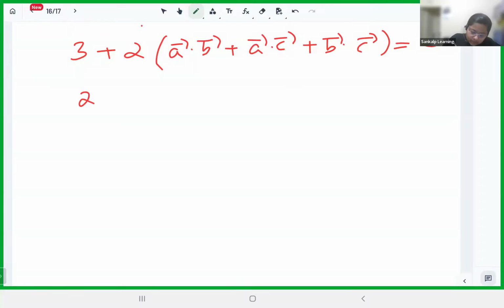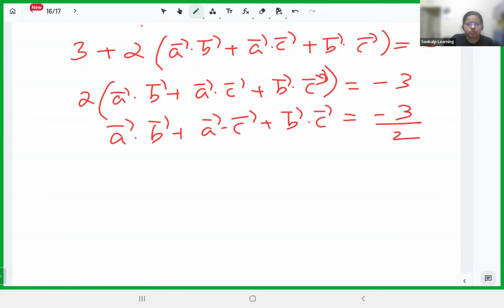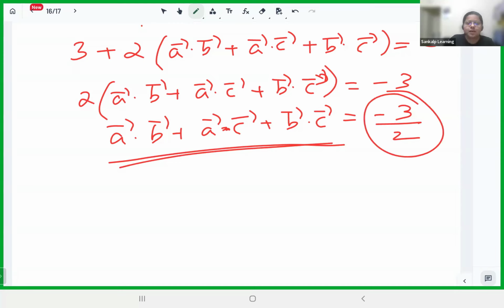All right. So I'm taking this 3 to the other side. 2 into A dot B plus A dot C plus B dot C is equal to minus 3. 0 minus 3 is minus 3. So 2 can also be taken to the right side. So A dot B plus A dot C plus B dot C is equal to minus 3 by 2. And what was our question? We have to find out the value of A dot B plus A dot C plus B dot C. What is it? The value is minus 3 by 2.